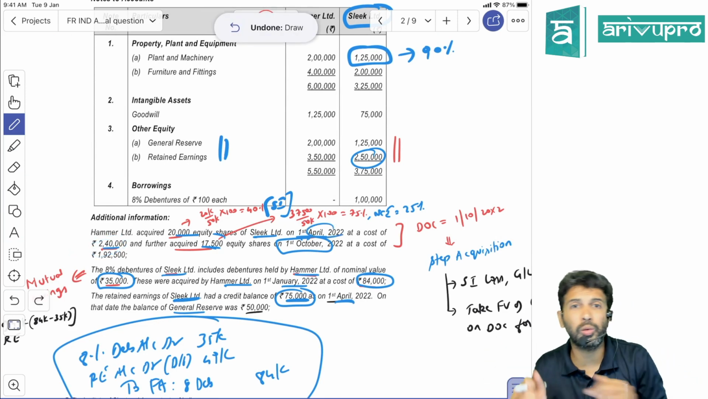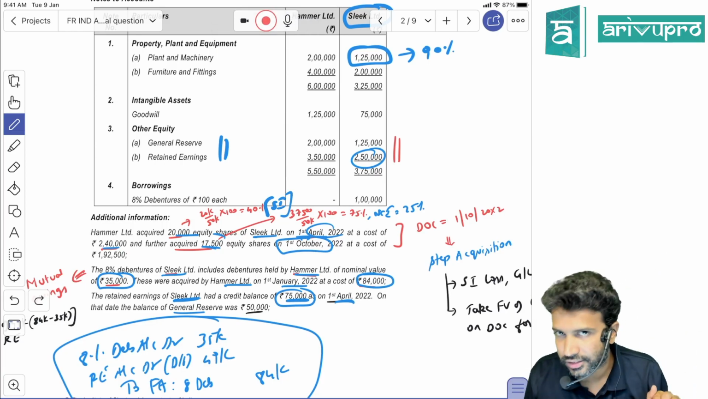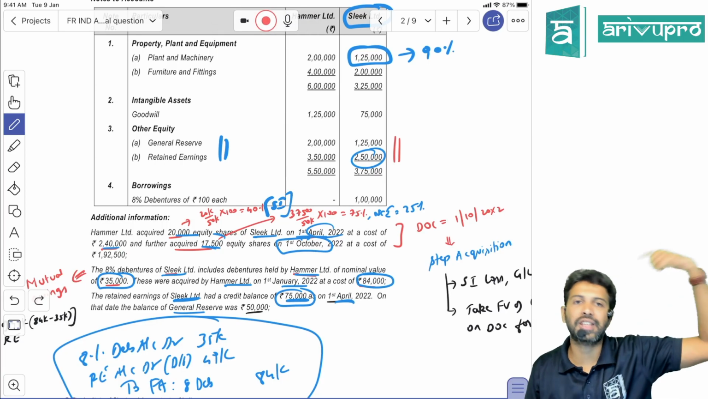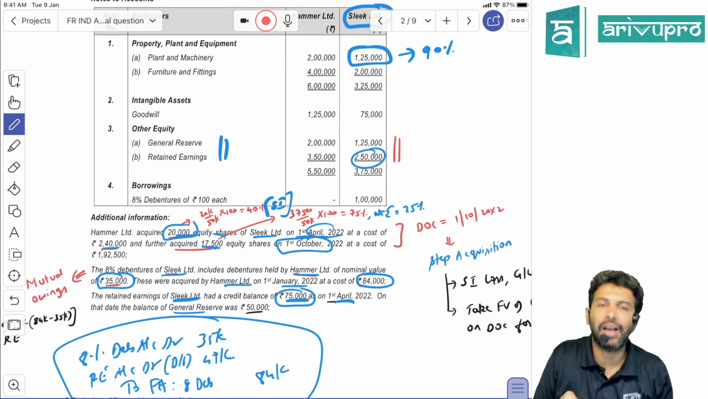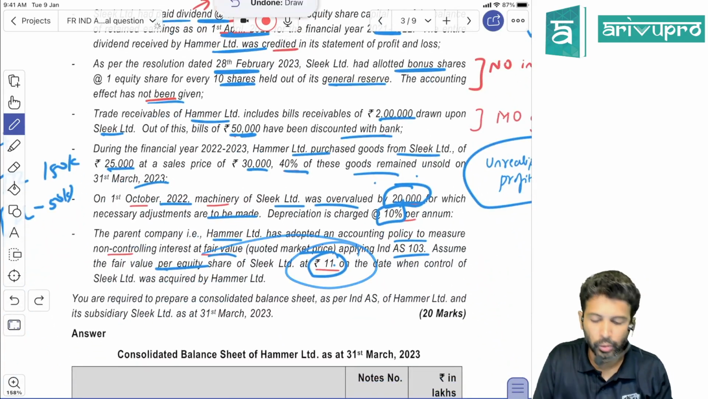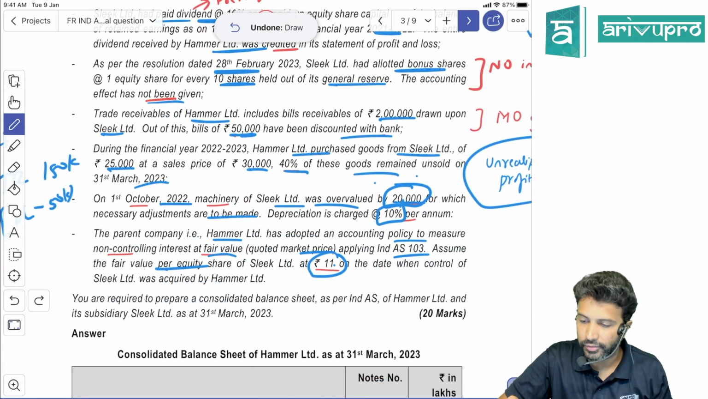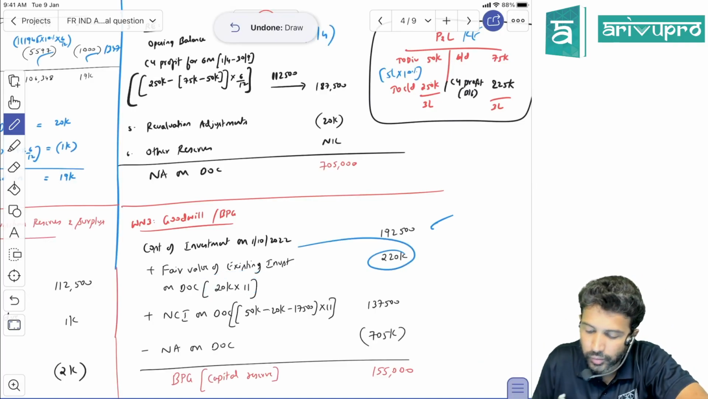We are doing the goodwill working on the date of control. Date of control is 1st October. Hence what Ind AS 110 says is, if you have any existing investment already, you have to take the fair value of that existing investment. How many shares do we have of the subsidiary? 20,000. And on the date of control, they told the fair value of one share of the subsidiary is 11 rupees. On 20,000 shares, 20 into 11 will be 2,20,000.